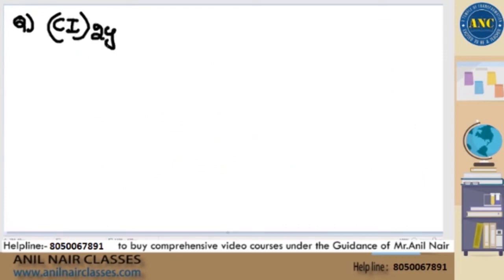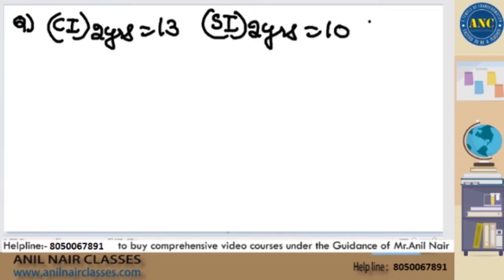CI for 2 years is 13. SI for 2 years is 10. Find R percentage.